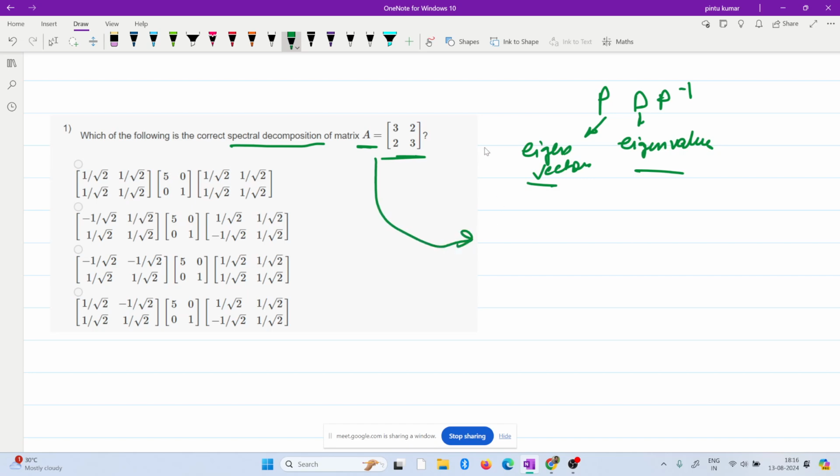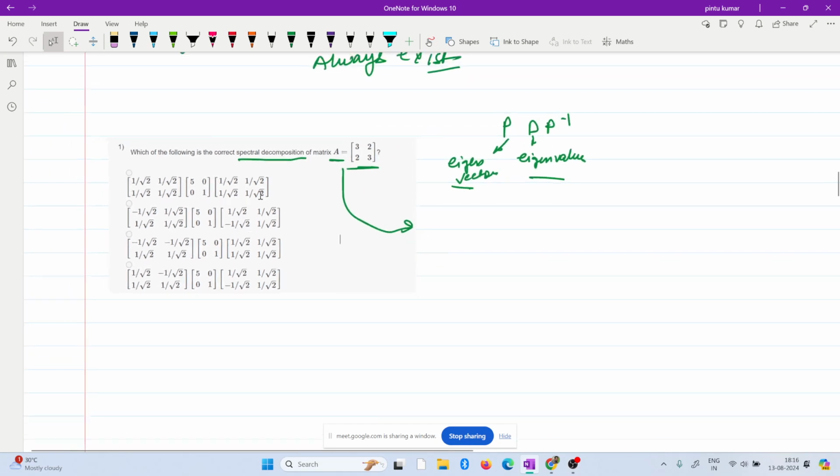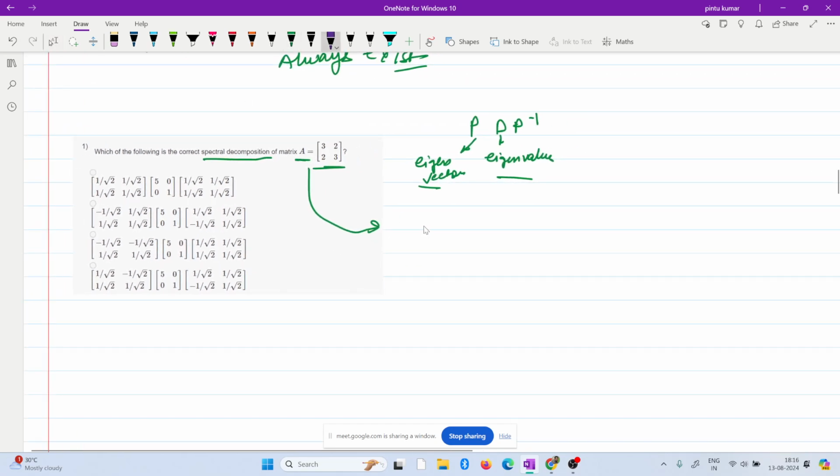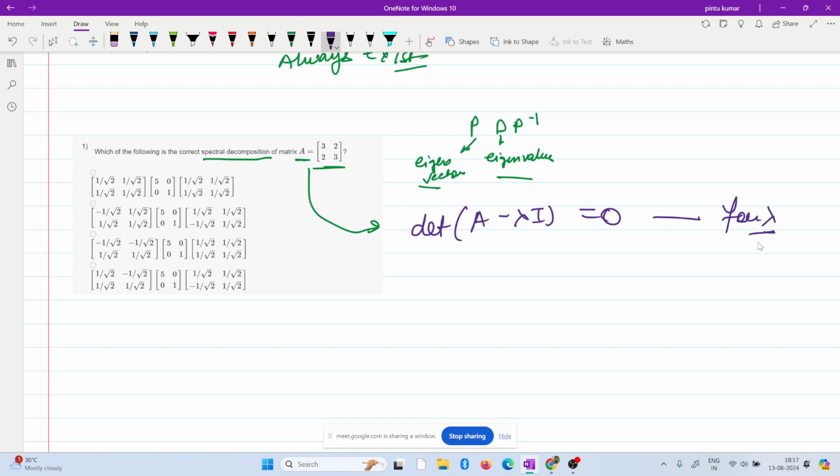Okay. By now, I think you would be clear how you find eigenvalues. So we need to solve determinant of A minus lambda I is equal to 0. We need to solve this equation for lambda, right? We need to find the values of lambda that satisfy this particular equation. So this is 3 minus lambda, 2, 2, 3 minus lambda is equal to 0.